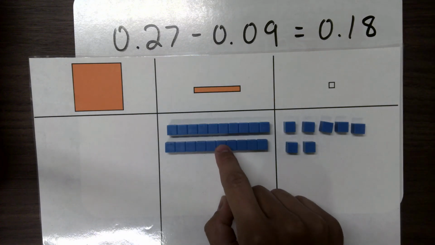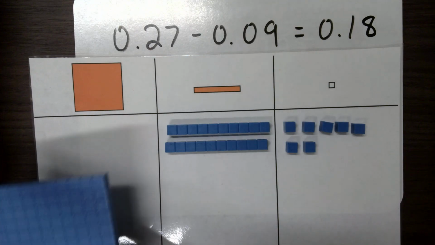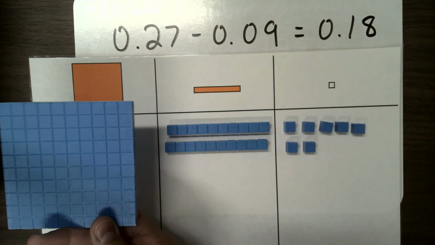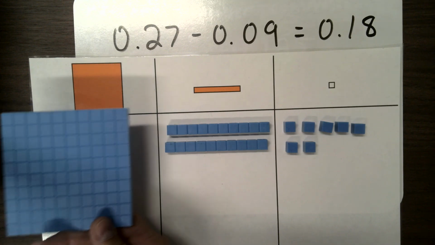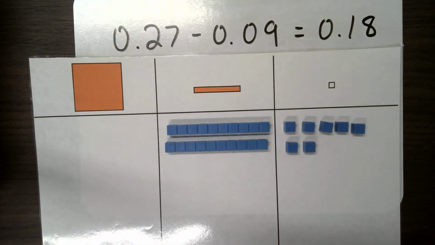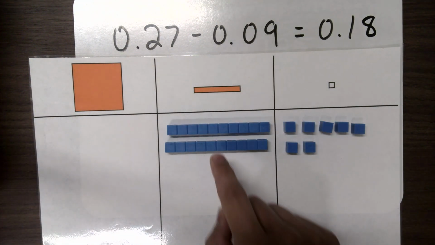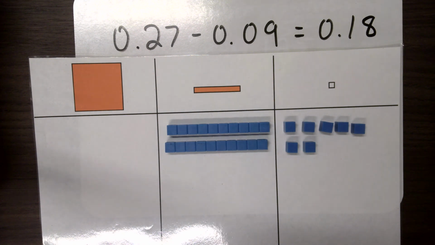So we have our 2 tenths. Again, this is working off the assumption that this base 10 tool is worth 1. This is our whole. So each of these is a tenth. Each of these is a hundredth. So for 27 hundredths, we have 2 tenths and 7 hundredths.